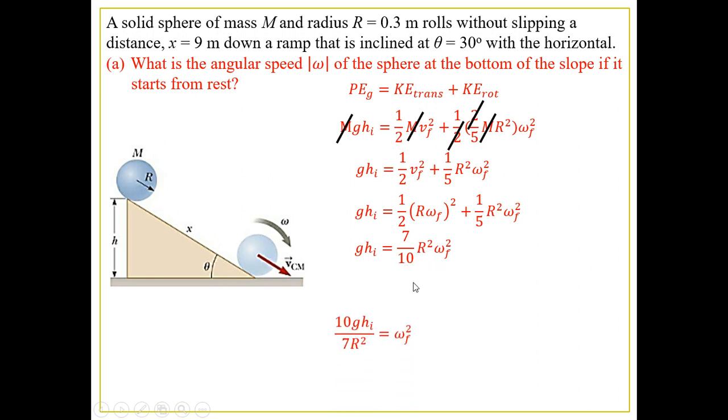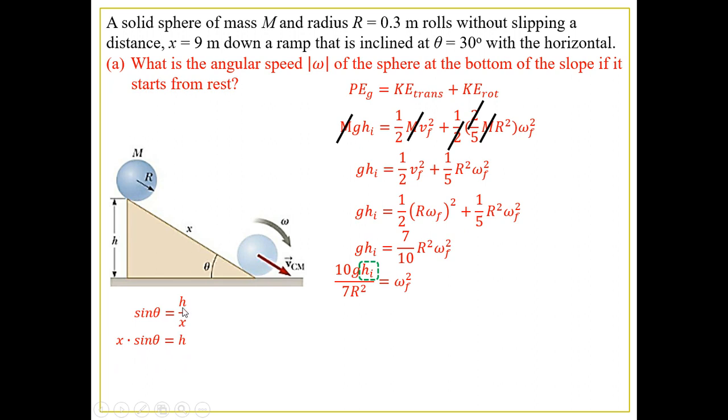All right. So here, to solve for ω_f², we can go ahead and just multiply both sides by 10, divide both sides by 7, and also divide both sides by r², which is what I have on the left side of the equal sign here. And then from there, we just have to recognize that everything's given to us except for h, but that's okay. Let's do a little geometry. Sine of theta is equal to opposite, which is h, over hypotenuse, which is x. So that's what I have here.